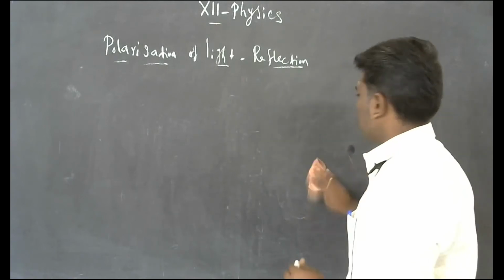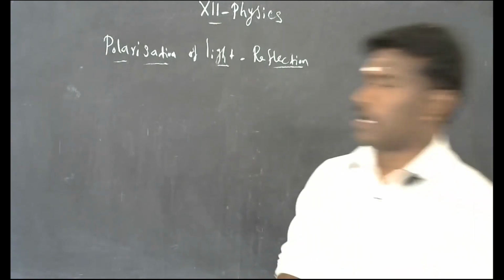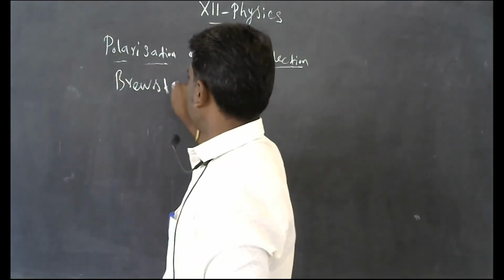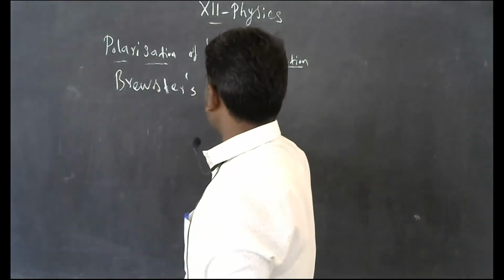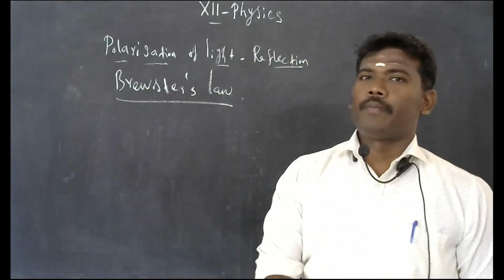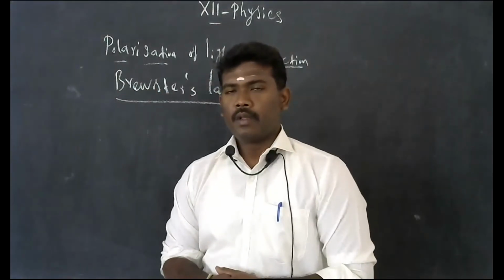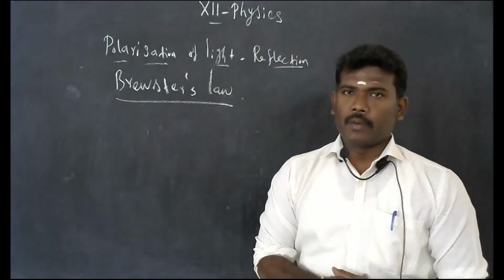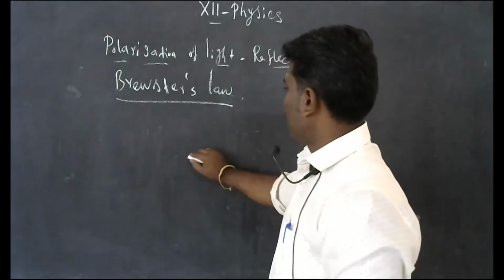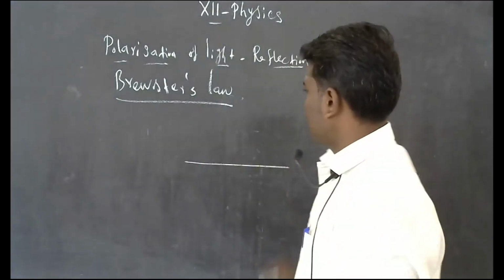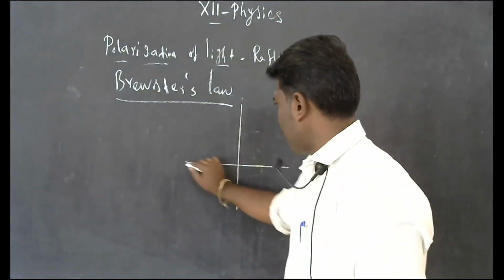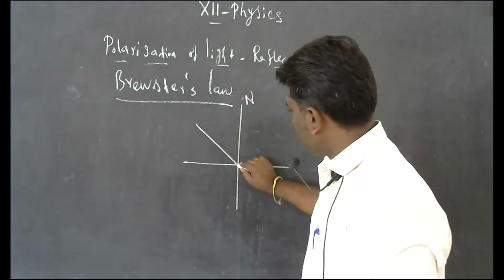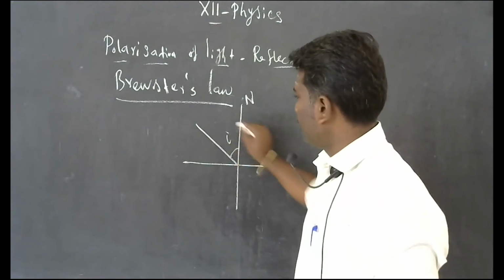We are going to follow the same diagram representation for this question also. Brewster's law relates the refractive index and the angle of incidence. Here is the refracting surface, partially reflected and partially refracted. This is the normal. The light ray is incident at the angle i.